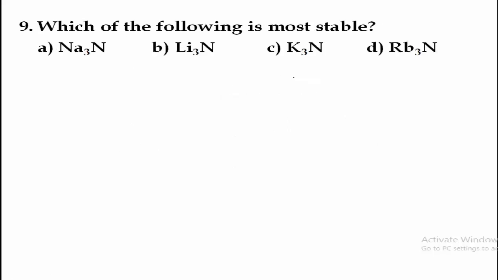Okay, the ninth one: which of the following is most stable? Sodium nitrate, lithium nitrate, potassium nitrate, rubidium nitrate. As we have already learned, lithium directly reacts with nitrogen to form lithium nitride. Because of that, it is most stable. Why is it stable? Because its lattice energy is very high. The lattice energy released from the formation of lithium nitride is high enough to make the overall reaction exothermic.